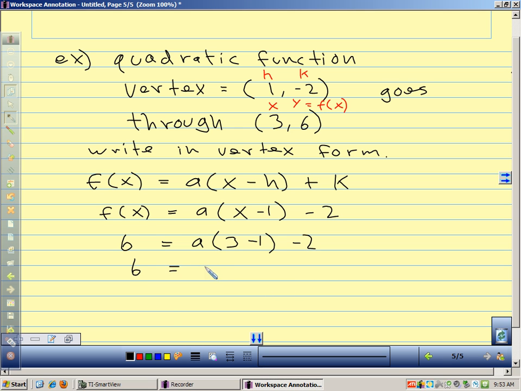So 6 equals a times 2, or 2a, minus 2. The 3 minus 1, 2, this should be 4. 3 minus, I'm sorry, x is 3. 3 minus 1 is 2, right? And then 2 minus 2 is, we still have a here. Yes. Isn't it a parentheses x minus h squared? Yes. Thank you. That's where I made my mistake. A times x minus h squared. Thank you, Travis.